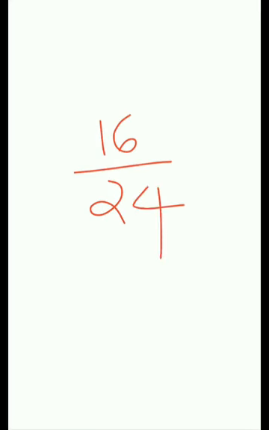Consider the fraction 16 by 24. 16 and 24 both are even numbers, so we can cancel 16 and 24 by 2. 8 into 2 is 16, so we will write the 8 here. Then 12 into 2 is 24, so we will write 12 here. Now we reduced the fraction 16 by 24 to 8 by 12.